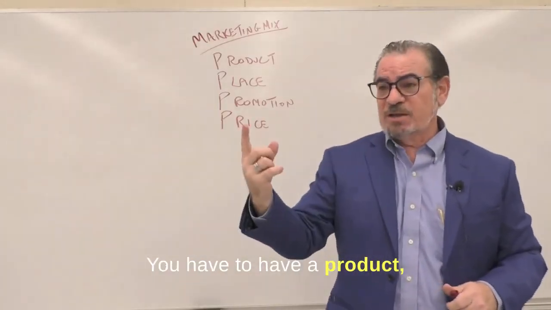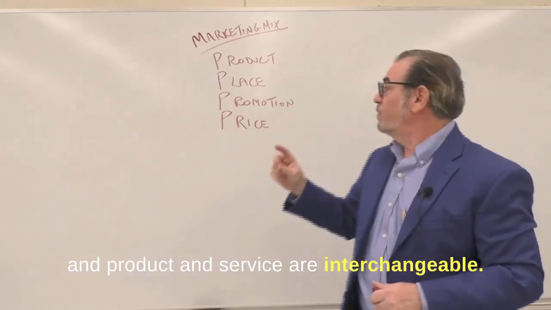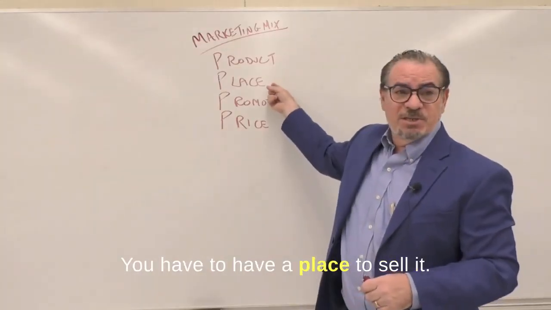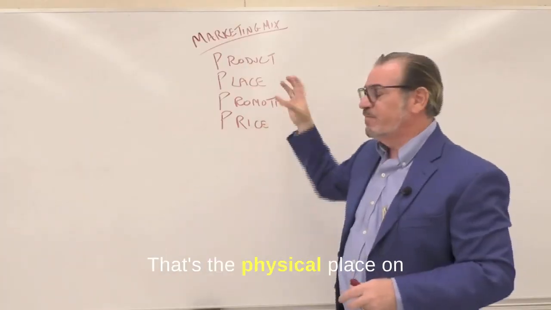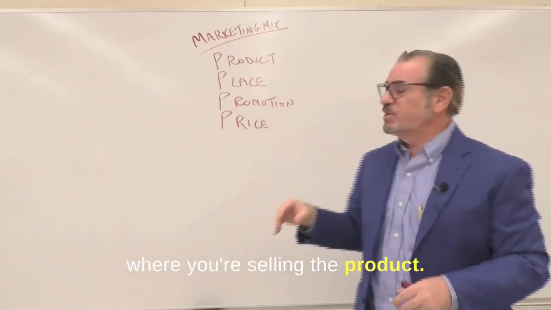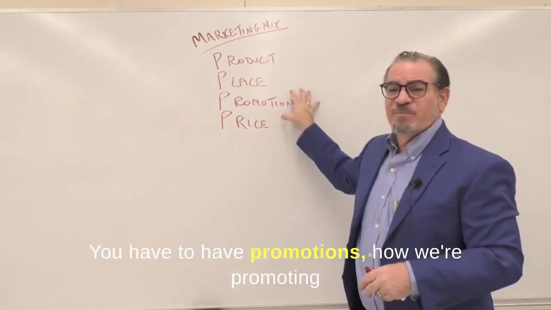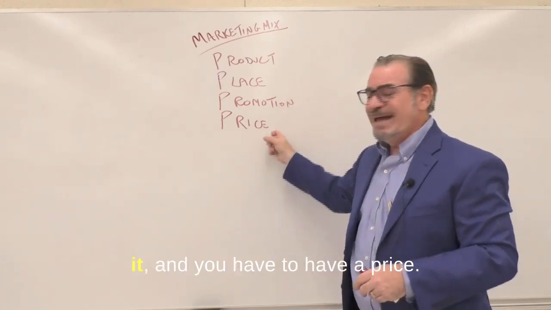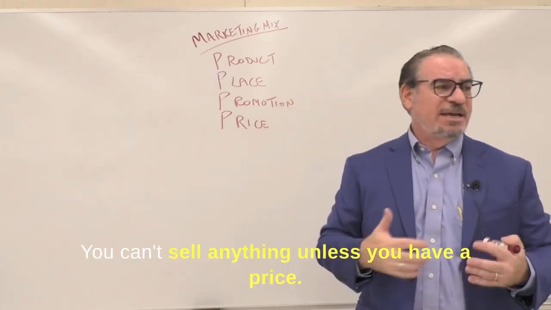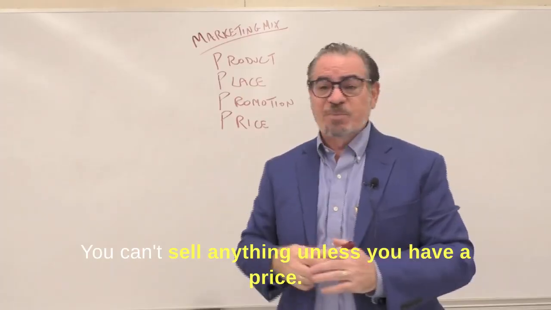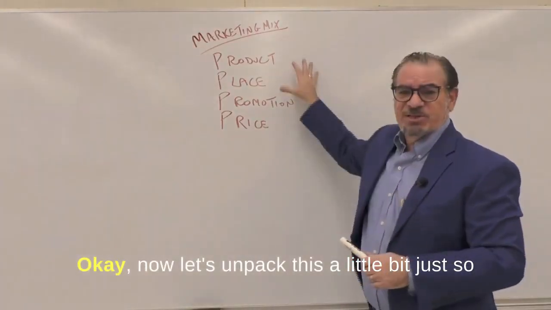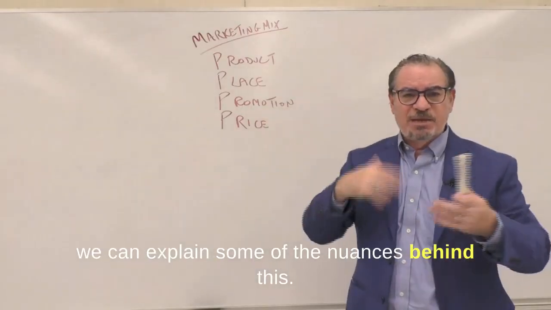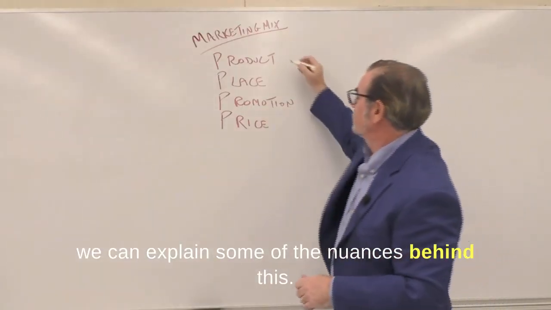You have to have a product, and product and service are interchangeable. You have to have a place to sell it. Right now it's mostly online, of course, right? That's the physical place where you're selling the product. You have to have promotions, how we're promoting it, and you have to have a price. You can't sell anything unless you have a price. Okay, now let's unpack this a little bit just so we can explain some of the nuances behind this.